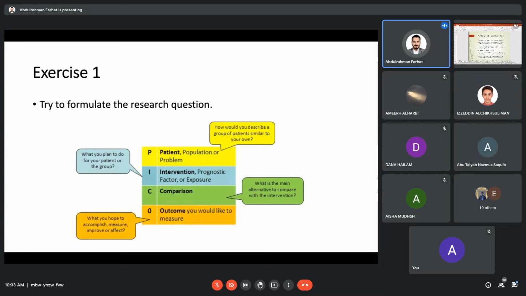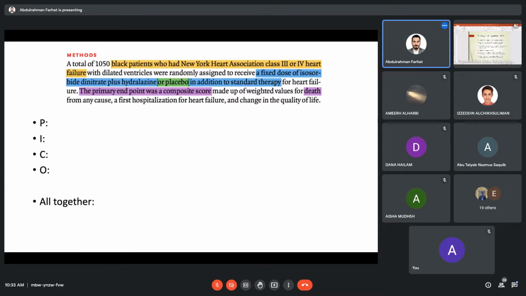Now, if I ask you to form the 4 components from the article, I've tried to help you here a little bit. I have the method in front of you, and it's also highlighted. So try to take each component from the method and tell us where you would like to put that in the PICO components. Go ahead. The first one, which is the population, are the Black patients who had New York Heart Association class 3 or 4 heart failure.